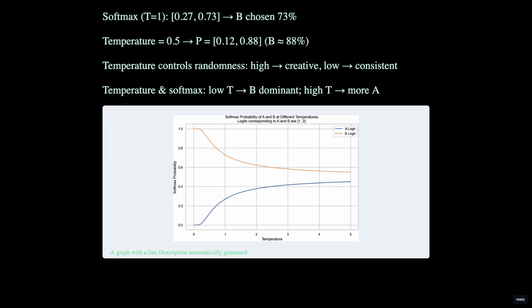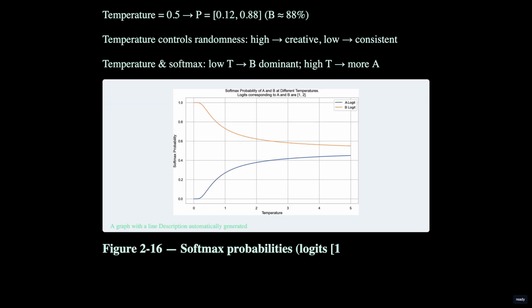Look for the line's direction and steepness, the slope, where it crosses the axis, the intercepts, and whether the relationship looks strictly linear or has any deviations. This figure compares the softmax probabilities for tokens A and B when their logits are 1 and 2. Note that with the default temperature of 1, token B has about a 73% probability.